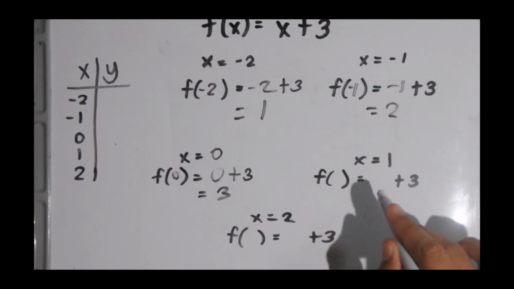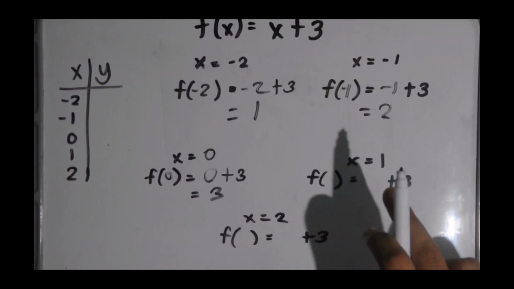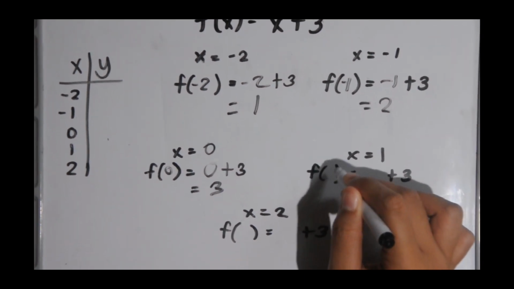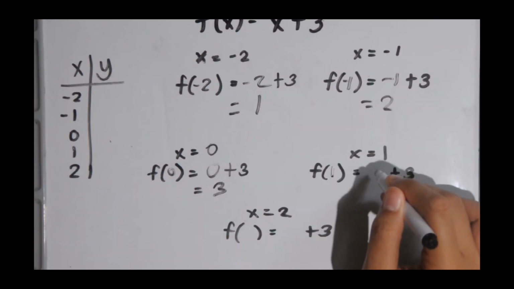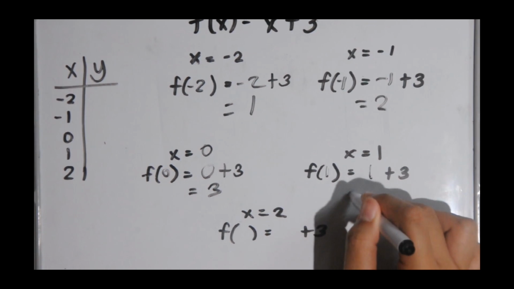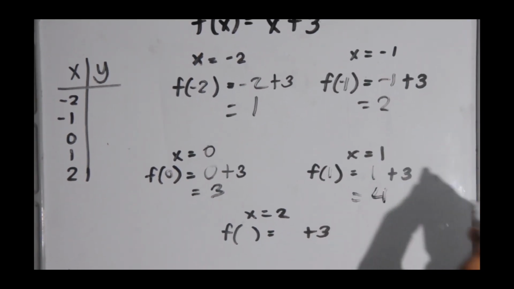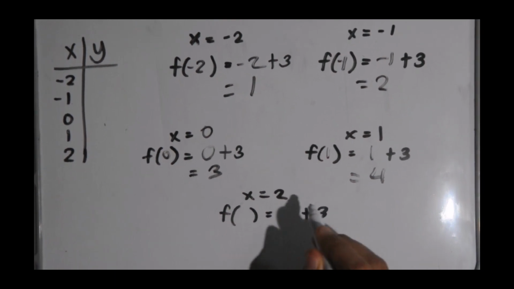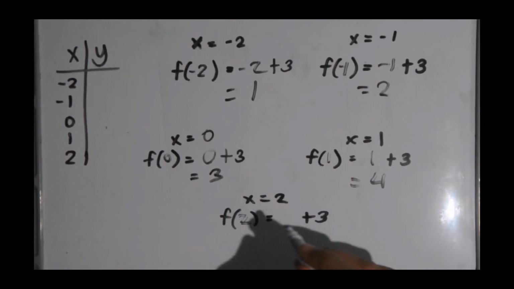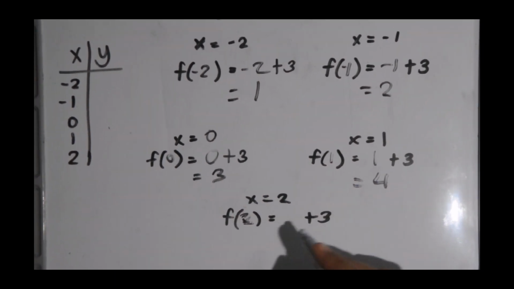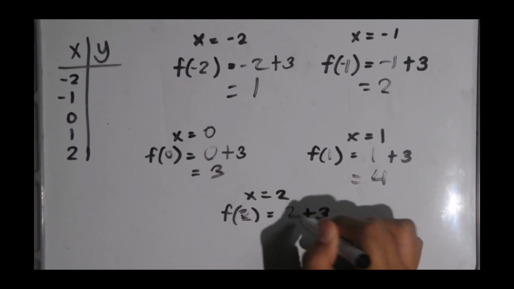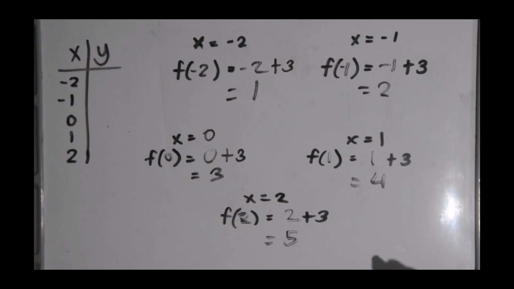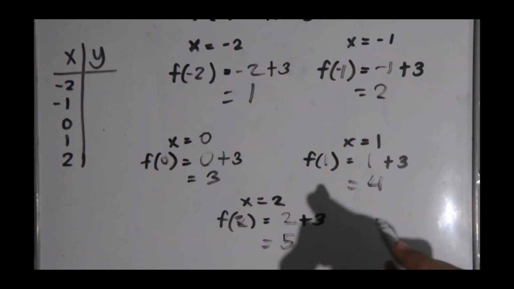Next, let us proceed to positive 1, which is our x. We input 1 into f of x, and the answer shall be positive 4. Lastly, we input x equal to 2, which is our final x input. Then the answer is 5. So now we are going to put it into our table.